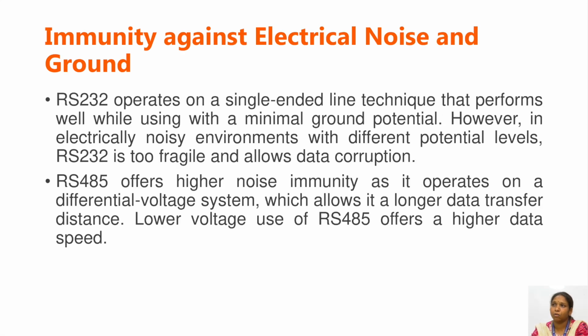Immunity against electrical noise and ground. RS-232 operates on a single-ended line technique that performs well with minimal ground potential difference. However, in electrically noisy environments with different potential levels, RS-232 is too fragile and allows data corruption. Whereas RS-485 offers higher noise immunity as it operates on a differential voltage system, which allows a longer data transfer distance. The lower voltage use of RS-485 offers a higher data speed.